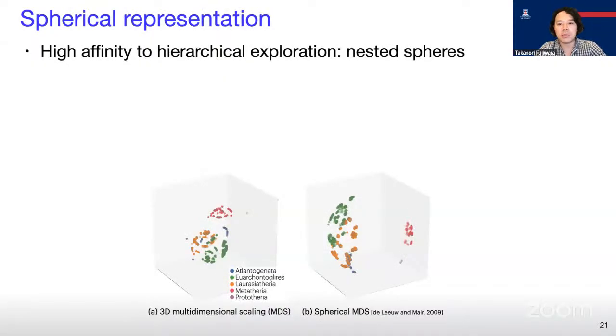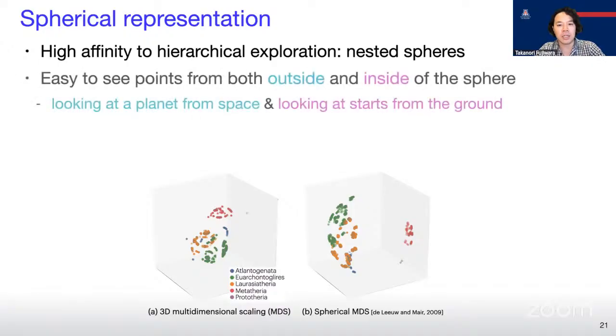So now I'd like to explain one technical contribution about spherical representation. First, we decided to use this spherical representation because it can make a nested sphere organization and has a high affinity to hierarchical exploration. In addition, spherical representation makes it easy to see points from both outside and inside the sphere.